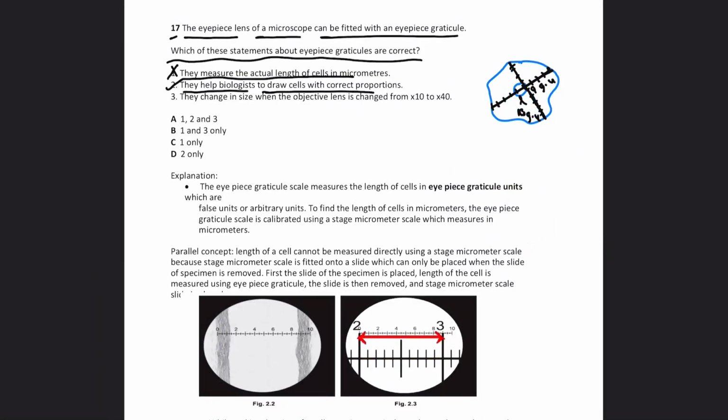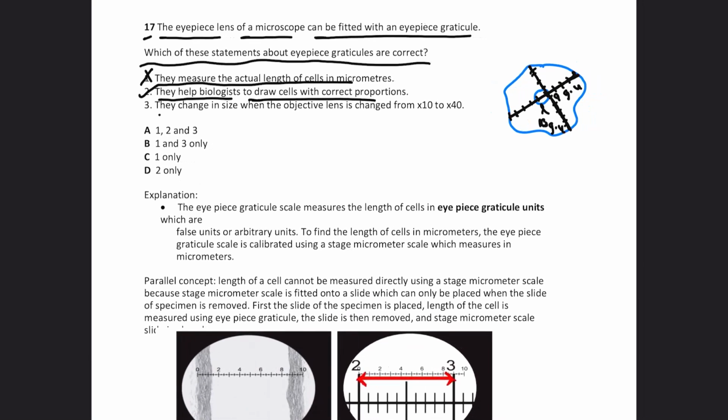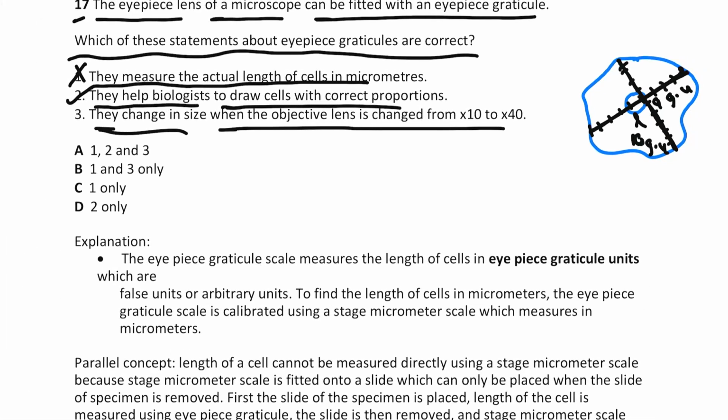So this statement, the second statement, is true. They change in size when the objective lens is changed from ×10 to ×40. Always remember this point, guys, that the eyepiece graticule is fitted into the eyepiece. इसकी कोई slide नहीं होती. There is no slide for the eyepiece graticule, right? जो scale है वो eyepiece में fit हुआ हुआ है. ठीक है. It's not on the slide.